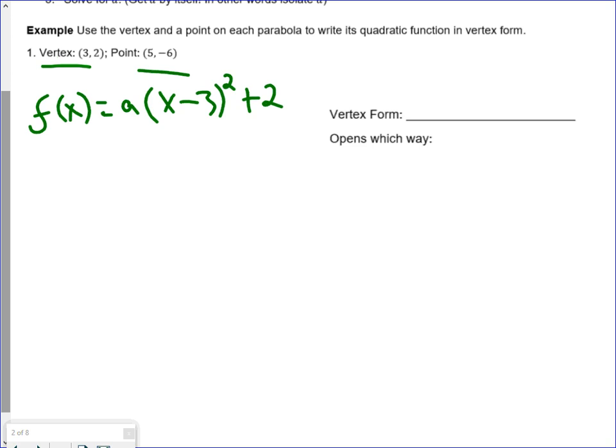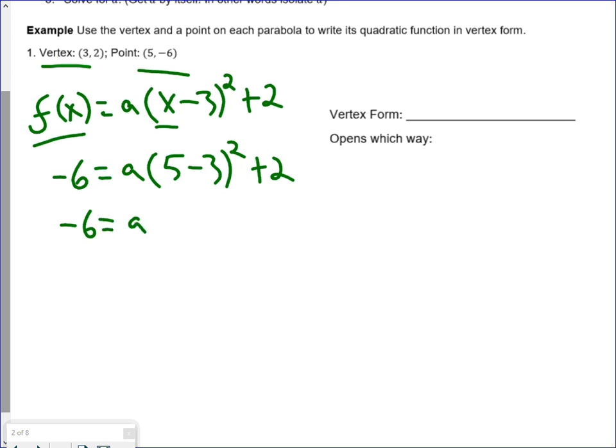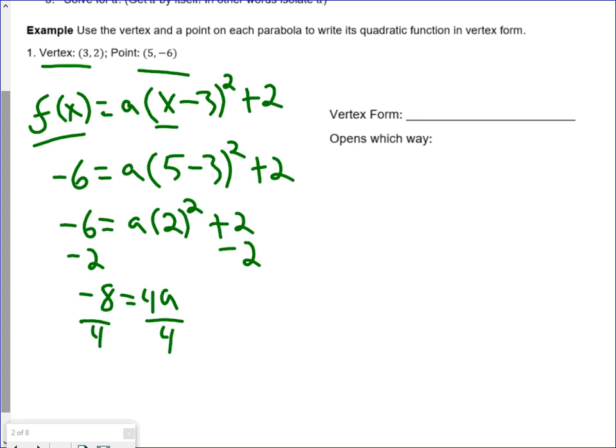So now we need to get a to be the only variable in the equation. To do so, we're going to plug in the y and x value of our extra point. So we get -6 equals a multiplied by 5 minus 3, all of that squared, plus 2. Let's simplify it some more. We get -6 equals a, 5 minus 3 is 2, 2 squared, plus 2. Let's subtract 2 on both sides, and we get -8 equals a times 2 squared, which is 4a. We're going to divide by 4 on both sides, and we get that -2 equals a.